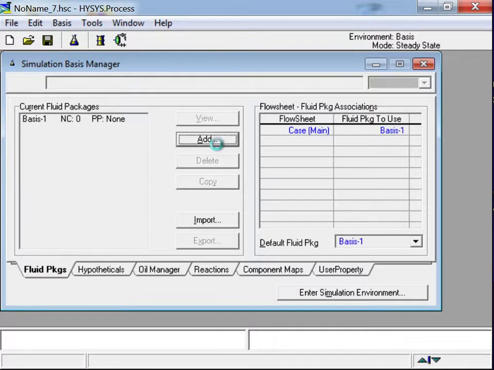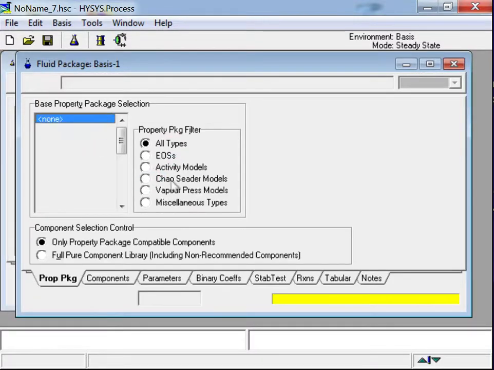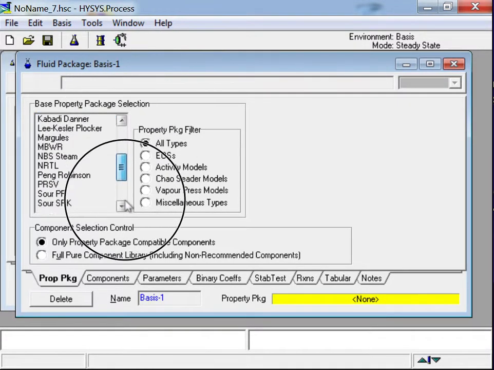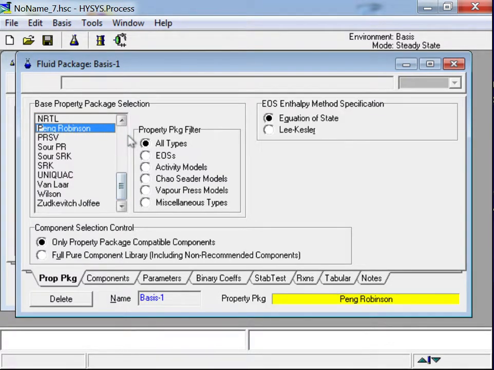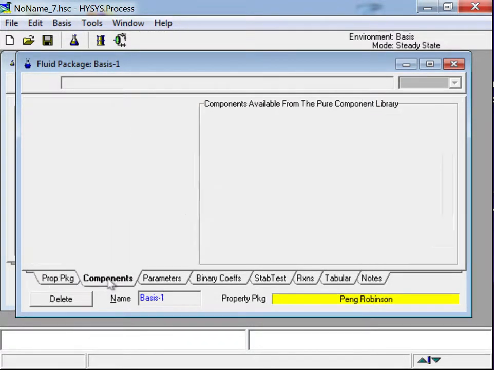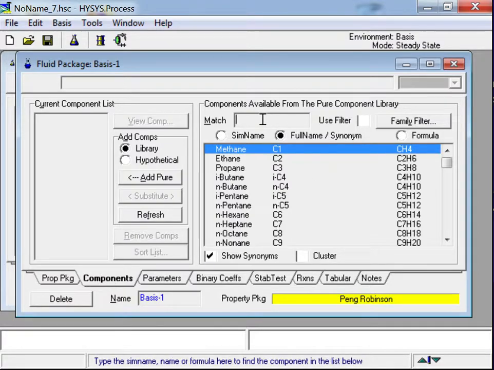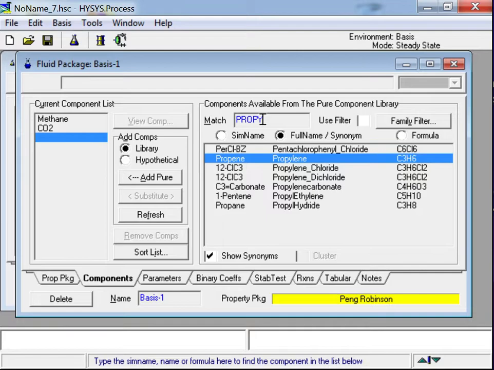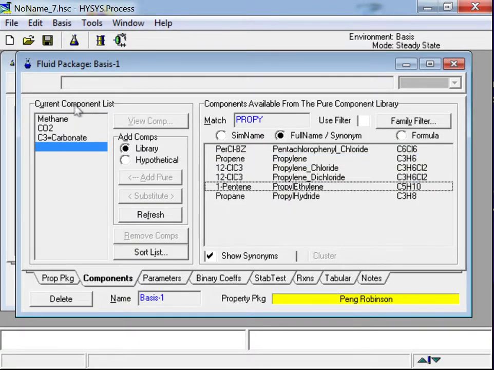So let's start. The first thing in the simulation, we have to add the equation of calculation. So in this kind of solvent and absorption, I think Peng-Robinson will be satisfying for our operation. The components involved in this operation are CO2, CH4, and we are using propylene carbonate as solvent. So here I have the three components.